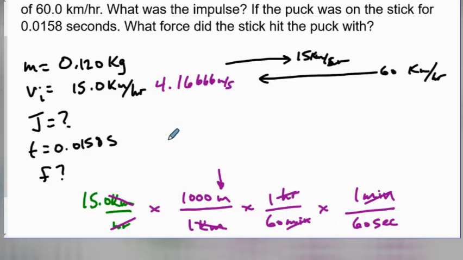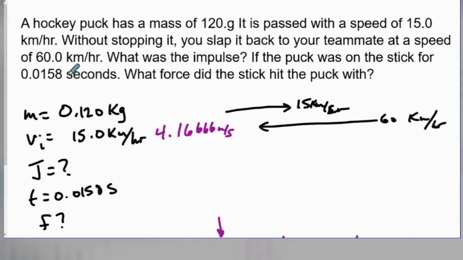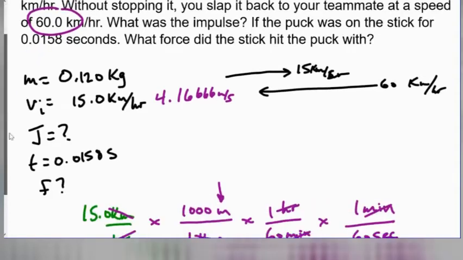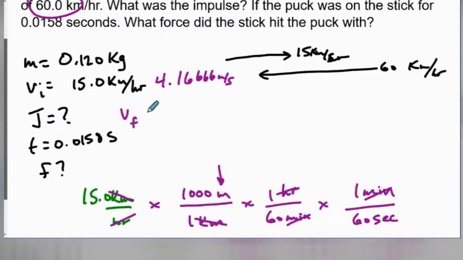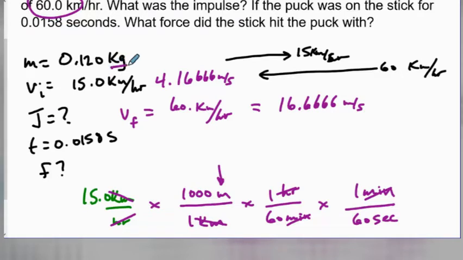Okay, so that's our initial velocity, 4.16 repeating meters per second. I didn't write down my second one here, my 60 kilometers per hour. So it's my new velocity, and it was 60 kilometers per hour. And you should practice solving that, but hopefully you're going to be able to figure that out. It is equivalent to, well, it should be 4 times that one. It's going to be 16.666 repeating meters per second. Okay, so I've got everything I need here. I've got my mass in kilograms, and I've got my velocities in meters per second.